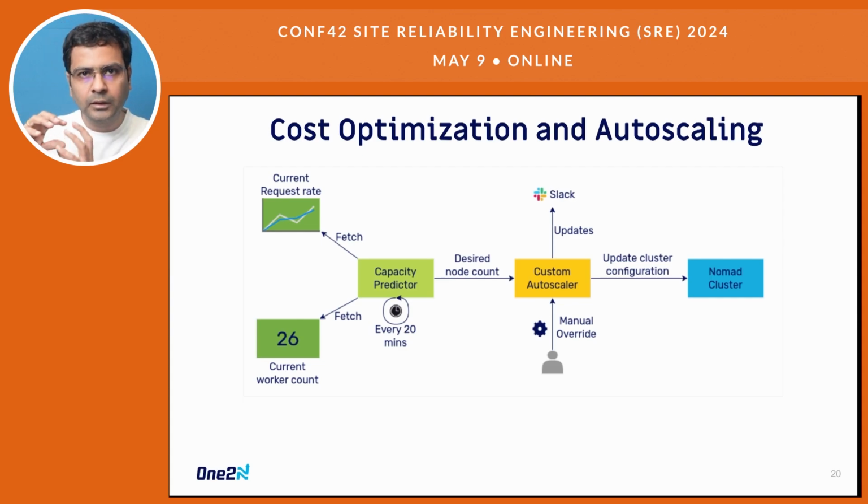This count goes as an input to the autoscaler. The autoscaler would then do a couple of things. It would update Nomad, telling it to please spin up that many workers. The Nomad update cluster configuration would run, and Nomad would correspondingly spin up more nodes and deploy the model on those nodes. It would also update us on Slack, for example, that we've got 2 more nodes added, or 2 nodes destroyed because it was a low traffic time.